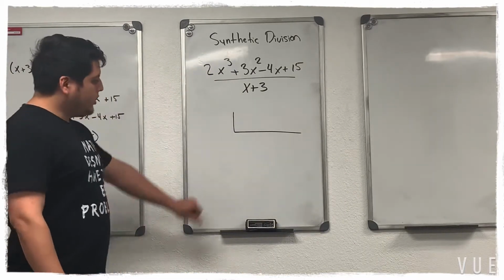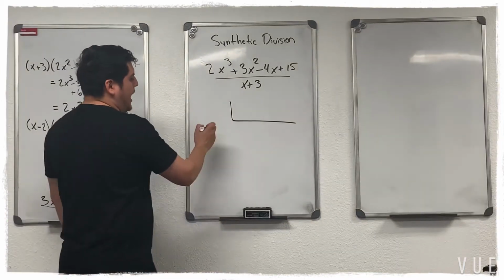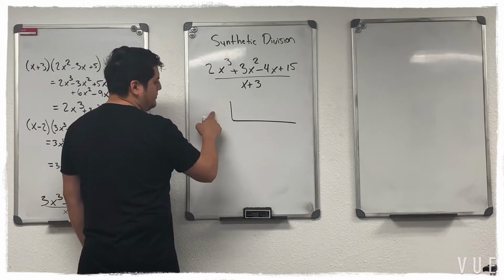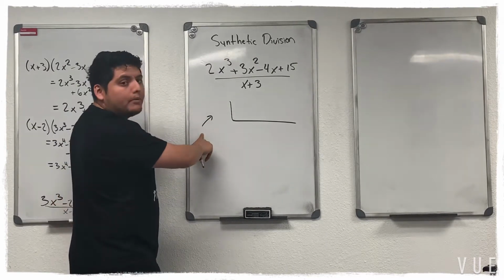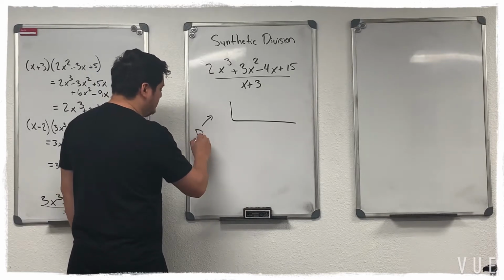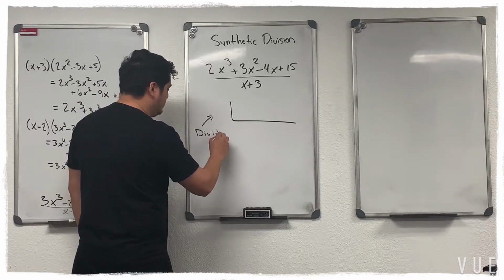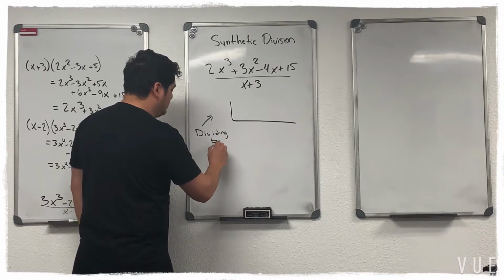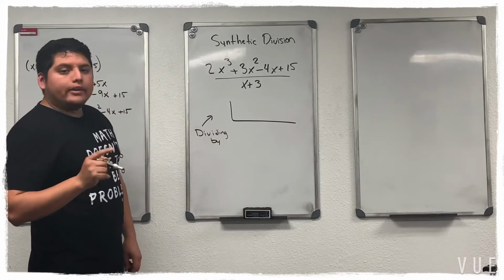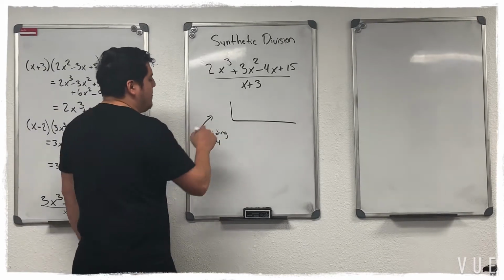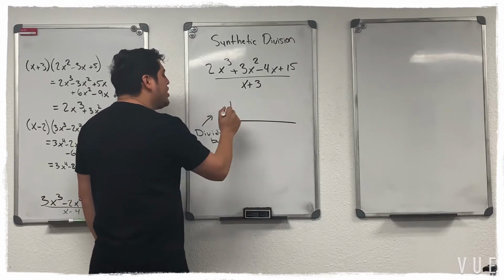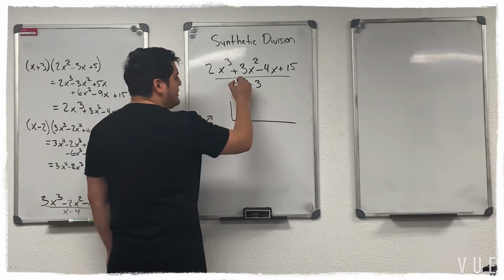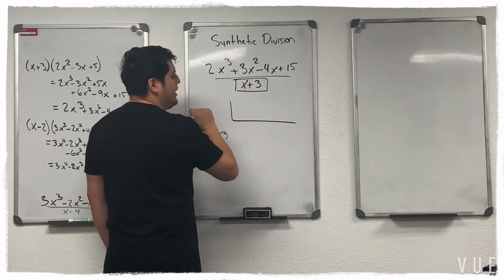First thing you want to do when dealing with synthetic division, you want to set up your problem. You're going to draw your line out, and in this position right here is going to be whatever you're dividing by. However, I do want to caution you that the number that you're going to put in here is not going to be the 3. It's going to be whatever makes this division a 0.